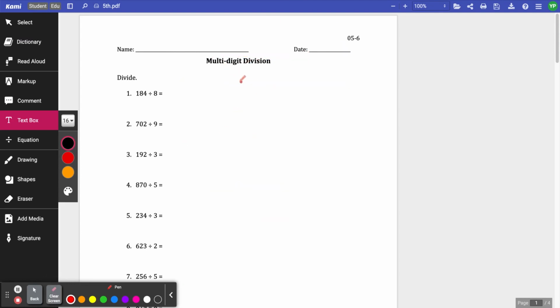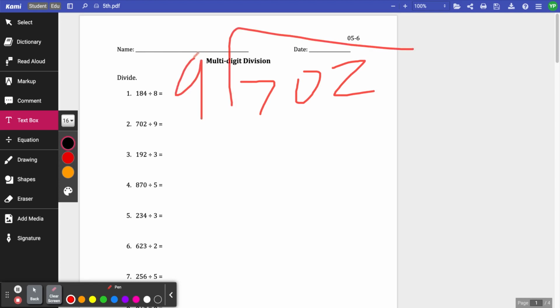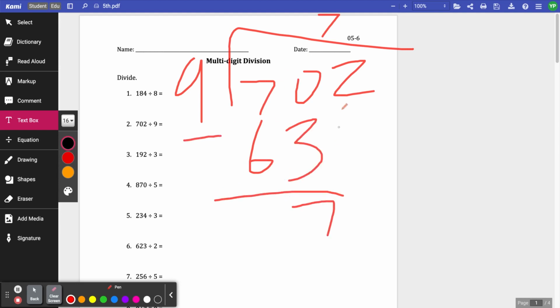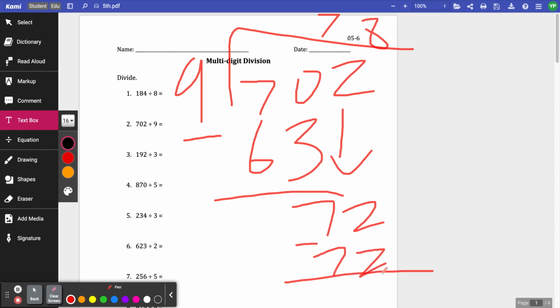So number 2, we're going to do 702 divided by 9. 9 can't go into 7, so how many times can 9 go into 70? It's going to be 7 times, which is going to be 63. 9 times 7 is 63. We subtract. 70 minus 63 is 7. We bring down the 2. How many times does 9 go into 72? 8 times. So 8 times 9 is 72. And we get 72 minus 72, so we get 0. So number 2 would be 78.